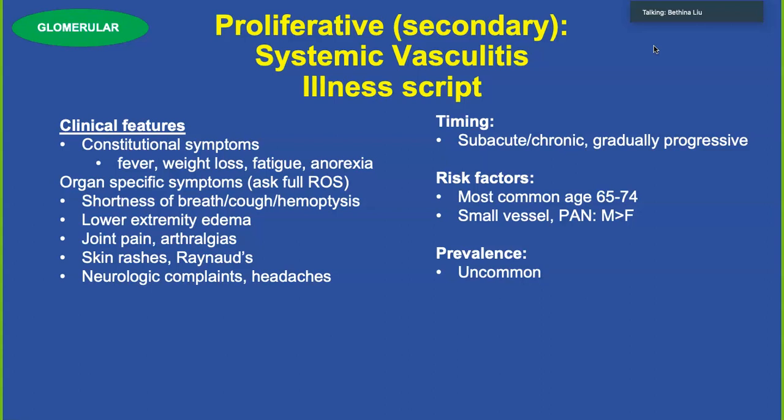The timing is usually subacute to chronic, and it's gradually progressive. The risk factors include older age from 65 to 74, and for small vessel polyarteritis nodosa, it's more common in men versus women. It's relatively uncommon to see this. Yeah, you have to have a really high level of suspicion in order to actually really think about these things. But I think it's important to really spend some time gathering a good review of systems to really clarify whether the AKI or hematuria actually involves other parts of the body as well.